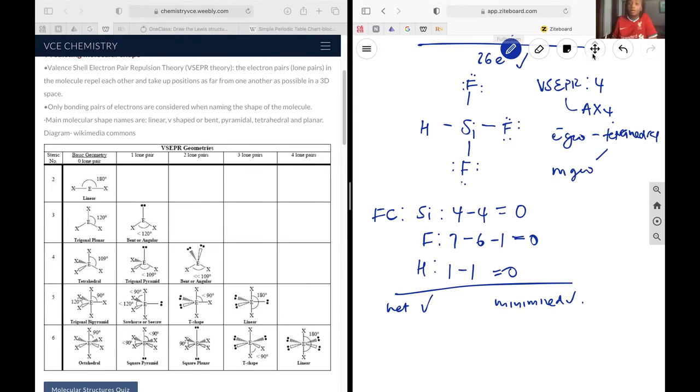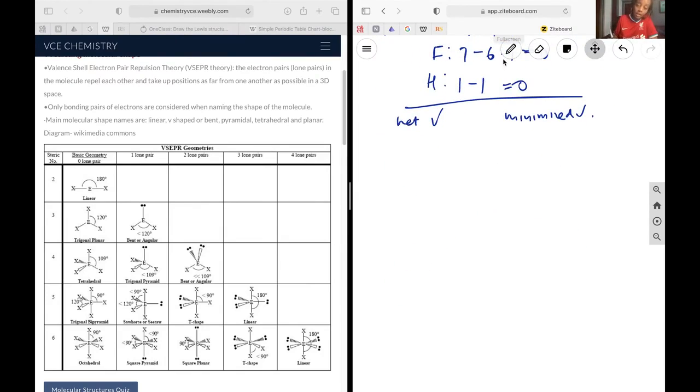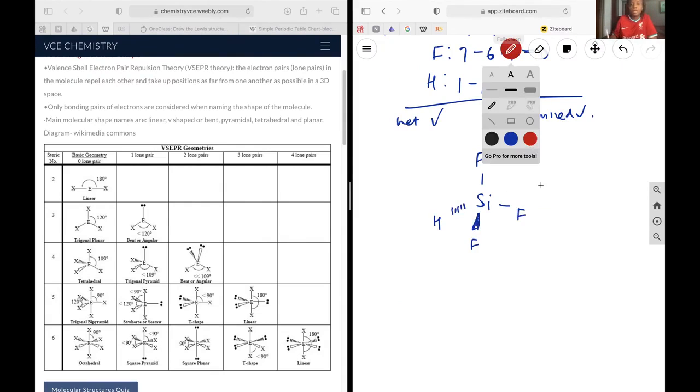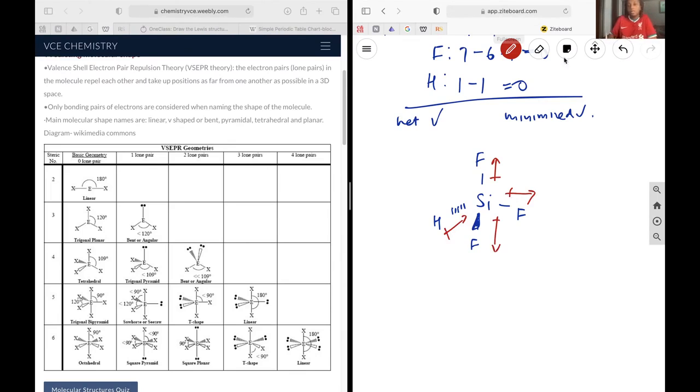So, now let's go about drawing that. Okay, and then let's do our dipoles. Fluorine is the most electronegative, and silicon is more electronegative than hydrogen. But the dipole magnitude is going to be different, so let's put it in blue.